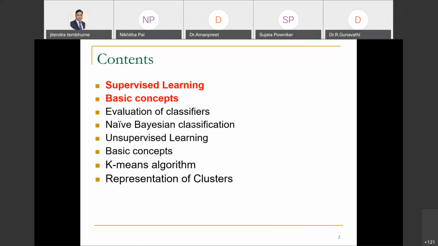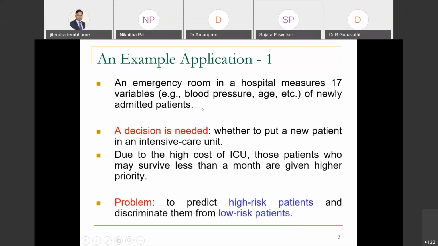Right? We will move towards the first topic, which is supervised learning. Before starting the concept of supervised learning, we want to see certain examples, so that we can get an idea of how supervised learning and unsupervised learning help to solve different problems.